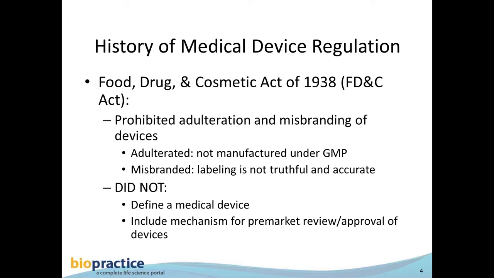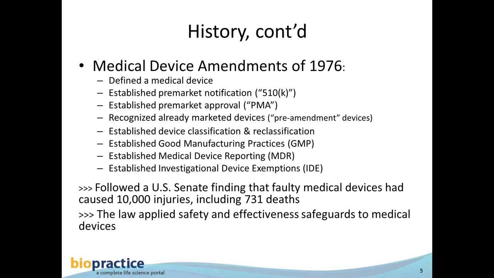The first major piece of medical device regulation was part of the Food, Drug, and Cosmetic Act of 1938, which prohibited the adulteration and misbranding of medical devices, meaning that they had to be manufactured under GMP and that their labeling had to be truthful and accurate. But it did not clearly define what a medical device was, and it did not include a mechanism for how to put medical devices on the market for FDA's review or approval of medical devices. That framework did not come into place until the Medical Device Amendments of 1976, where you see all of these things being established.